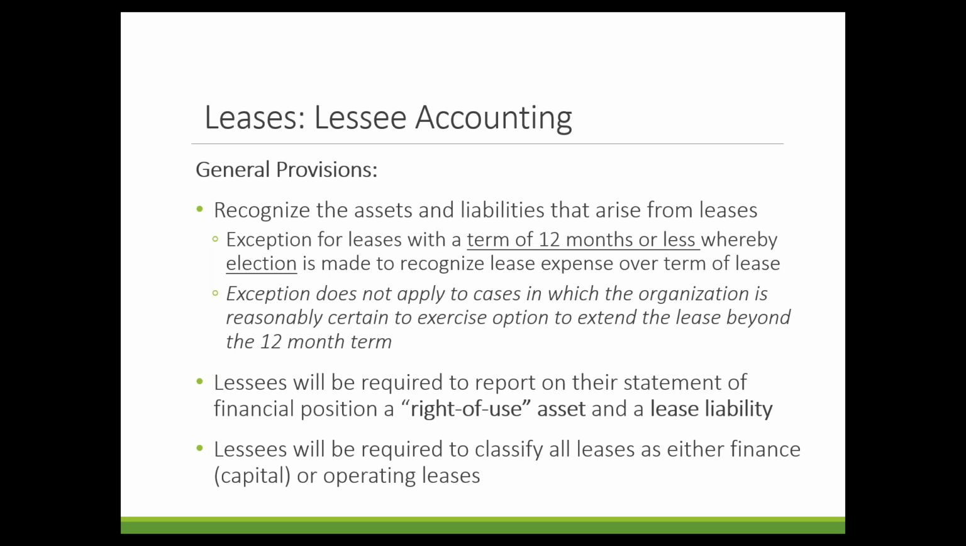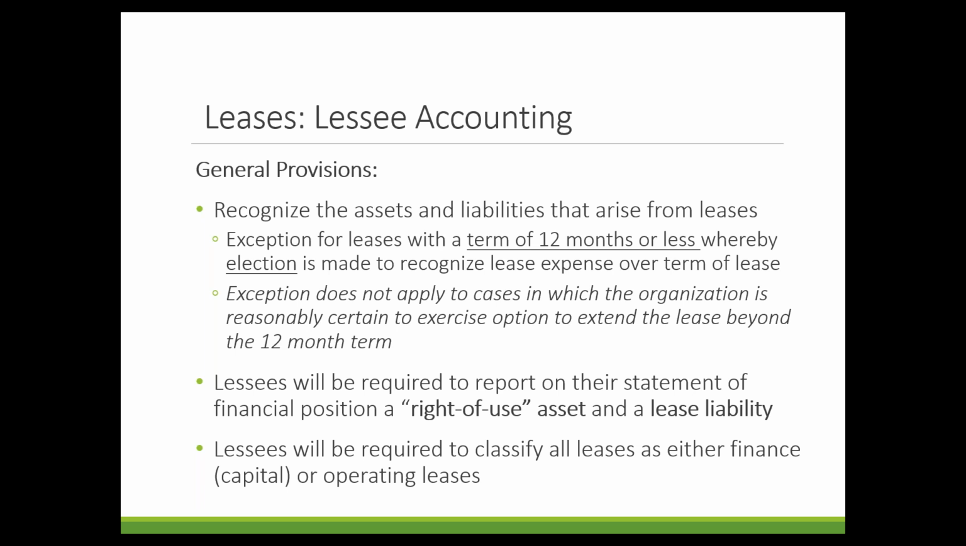to make an accounting policy election by class of an underlying asset and not recognize the lease asset or lease liability. The lessee would then recognize a lease expense over the term of the lease. This exception does not apply to cases in which the organization is reasonably certain to exercise the option to extend the lease beyond the 12-month term.